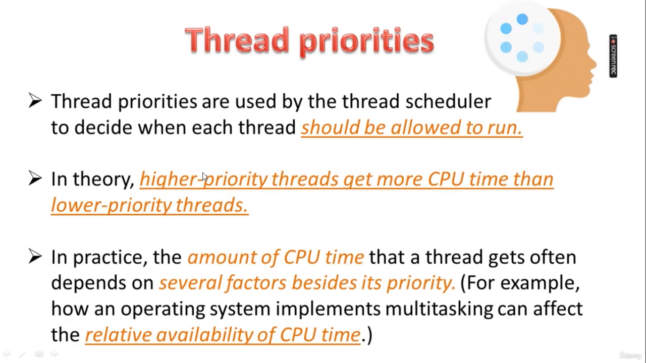Now we will see thread priorities. Thread priorities are used by the thread scheduler to decide when each thread should be allowed to run. Like we have seen in short, the higher priority threads and lower priority threads, and what to be done when equal priority threads are running concurrently.